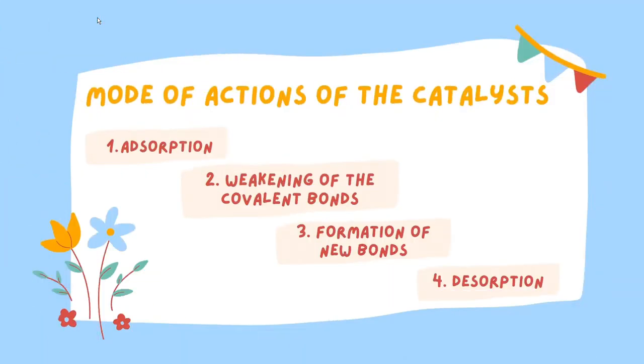Moving on, the mode of action of the catalyst is as follows: adsorption of the nitrogen oxides and carbon monoxide onto the catalyst surface. Next, the weakening of the covalent bonds within the nitrogen oxides and carbon monoxide. Next, formation of new bonds between the adjacent nitrogen atoms to form nitrogen gas molecules, and between carbon monoxide and oxygen atoms to form carbon dioxide molecules. Lastly, desorption of nitrogen and carbon dioxide gas molecules from the surface of the catalyst, and this is usually known as diffusion.